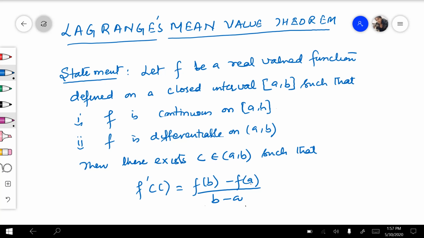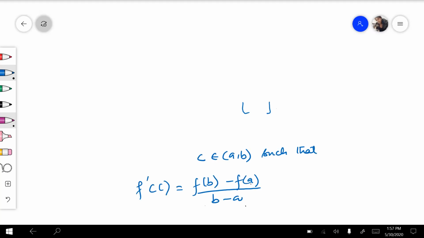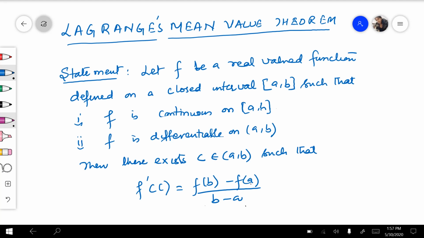Friends, in our previous video we discussed the mean value theorems. In mean value theorems we have two kinds of theorems: one is Rolle's theorem and the other is Lagrange's mean value theorem. In our previous video we discussed Rolle's theorem and the questions based on it. In this video we are going to discuss Lagrange's mean value theorem.